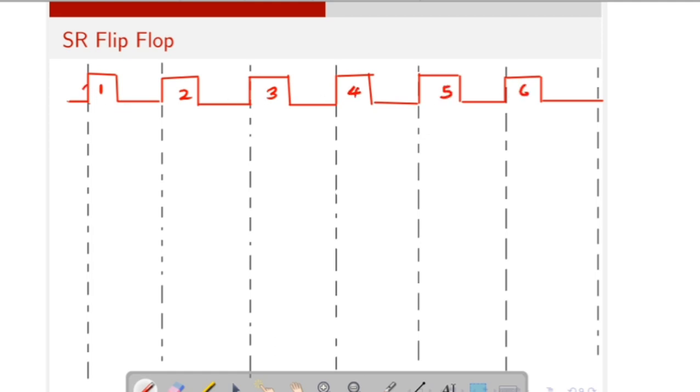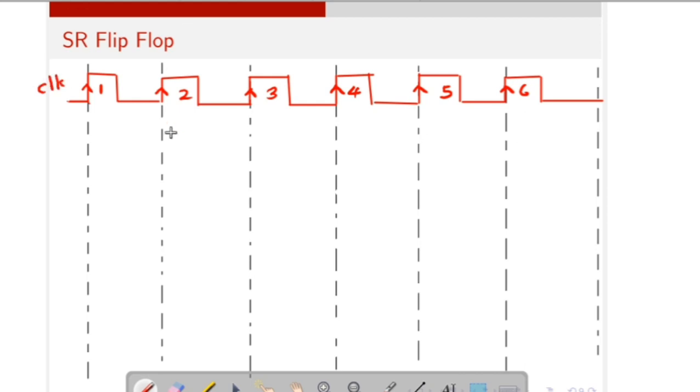Okay, so here you assume that it is a positive edge triggered flip-flop. That means changes occur at the positive edge of the clock pulse. Okay, triggering of flip-flop that I will discuss in the next video. Here you just understand that it is a positive edge triggered flip-flop. That means changes occur in the positive edge. This is the positive edge, 0 to 1 edge. Okay, so this is the clock.